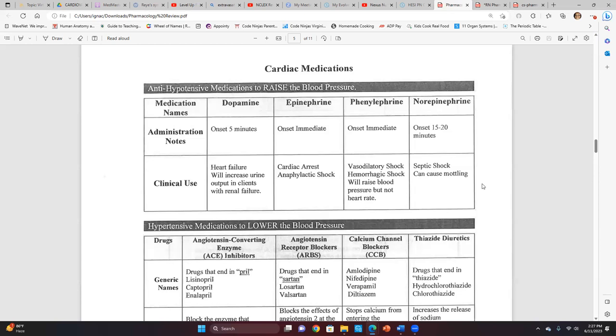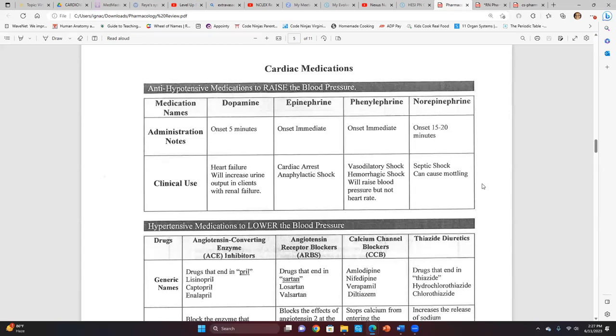Why will we use dopamine? Well, for heart failure patients, and it will help increase the urine output in patients who have renal failure. Renal failure is kidney failure. So for epinephrine, y'all may know, we use it for anaphylactic shock or cardiac arrest. Your phenylephrine will be used if the patient is in vasodilatory shock. Vaso, think blood vessels. Your veins and arteries are blood vessels. Dilatory means that they're open, they're dilated, and the patient is in shock. Hemorrhagic shock means that the patient is bleeding, and it will raise the blood pressure, but not the patient's heart rate. Okay, so that is your phenylephrine.